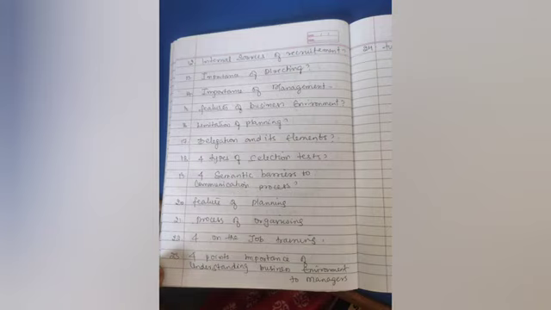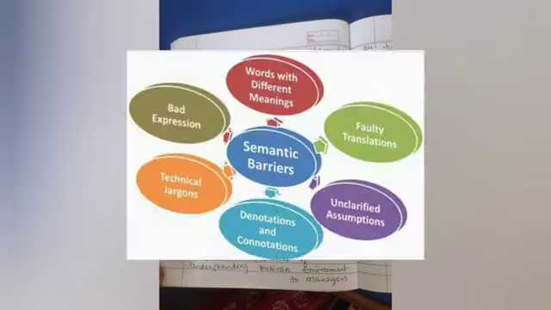Now 4 semantic barriers to the communication process. So the next question is semantic barriers. First is faulty translation. Second is unclarified assumptions, denotations and connotations, technical jargon, bad expression, and words with different meanings. These all are the semantic barriers.